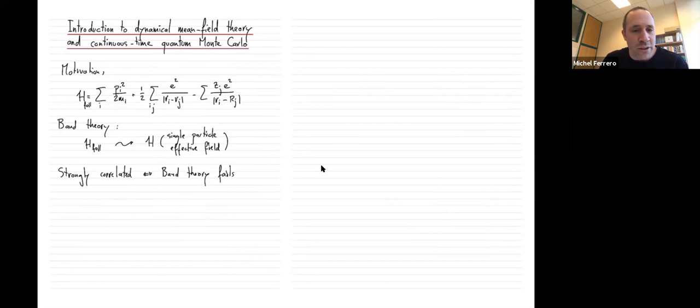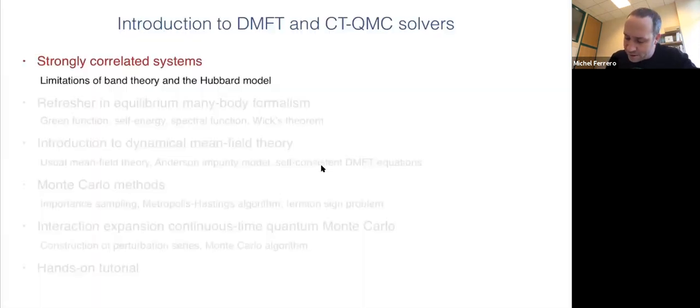So for some theorists like me, this is basically where things get interesting. I'm basically interested in those materials or electronic systems where a single particle picture or band theory per se fails. So strongly correlated systems have fairly sophisticated phase diagrams.